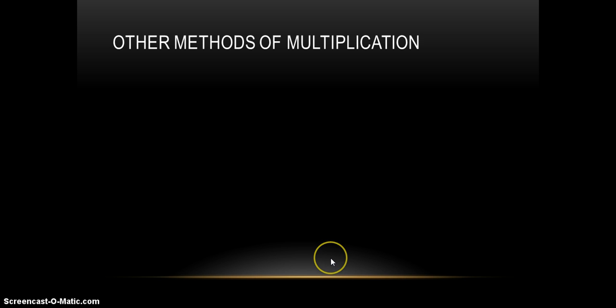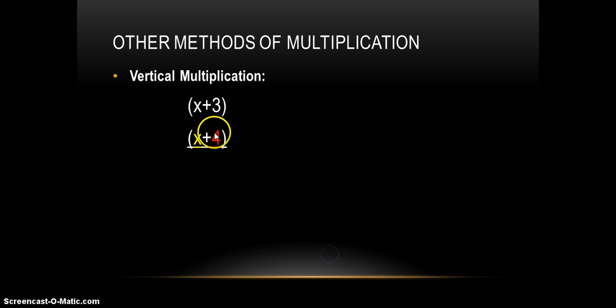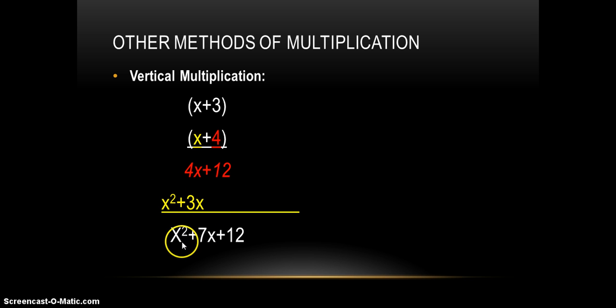Now, there are other methods of multiplication. You don't have to use the boxes like I do. You can do vertical multiplication, which is what you learned back in 3rd and 4th grade, where you line them up one on top of the other. First you'd multiply the 4 times x plus 3. That gets us 4x plus 12. Then you're going to come back and multiply x times x plus 3. Try and line them up as best you can. Now combine like terms. You have your answer: x squared plus 7x plus 12.